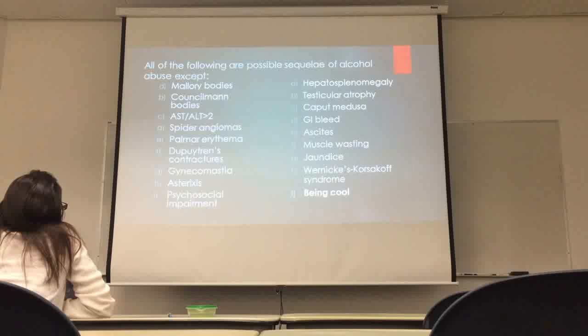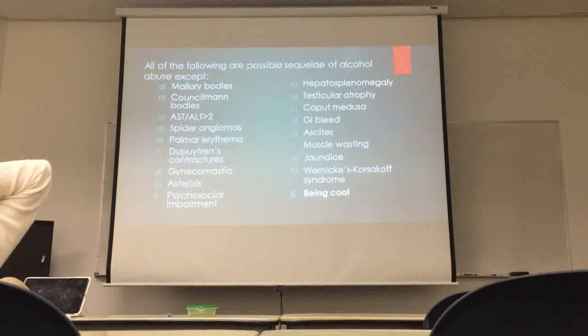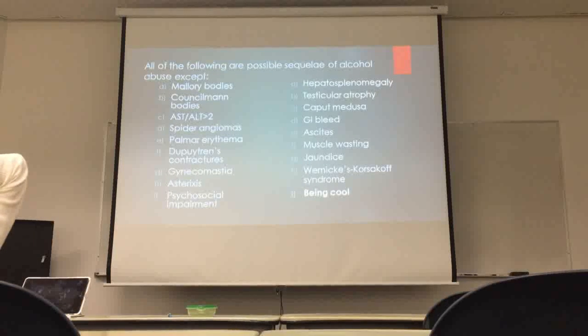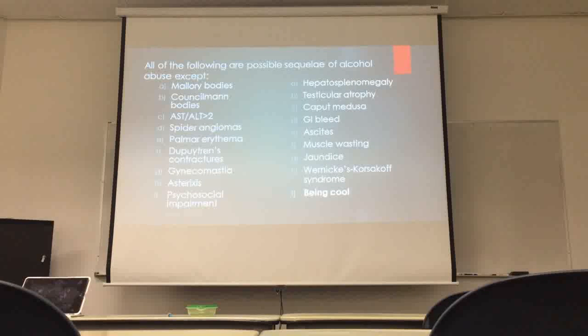Wernicke's-Korsakoff syndrome. What is that? These are neurologic manifestations of chronic alcoholism. It can be from thiamine deficiency or poor nutrition overall. You can get things like confabulation, ophthalmoplegia, abnormal eye movements. You can also have anterograde and retrograde amnesia. They're described as two distinct syndromes, Wernicke's encephalopathy and Korsakoff syndrome, but they commonly overlap, so people will just say Wernicke's-Korsakoff syndrome. Psychosocial impairment, I think that's pretty clear in chronic alcoholics.